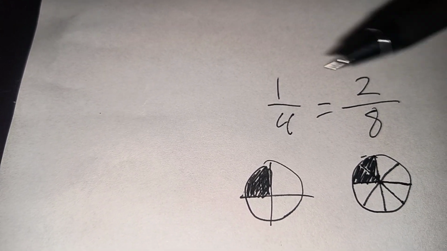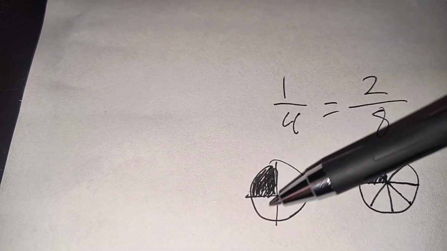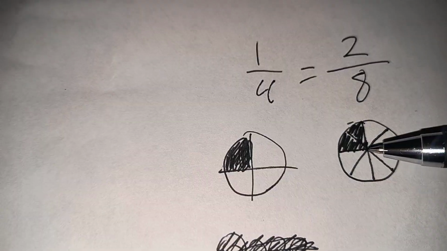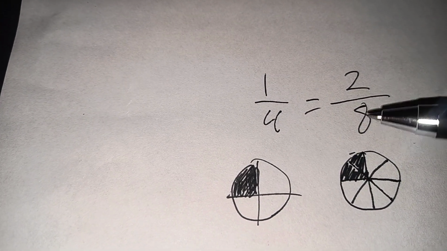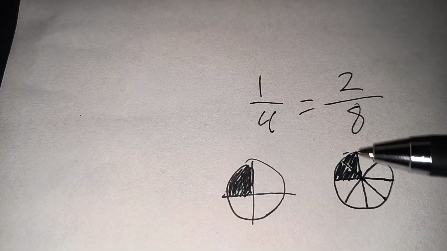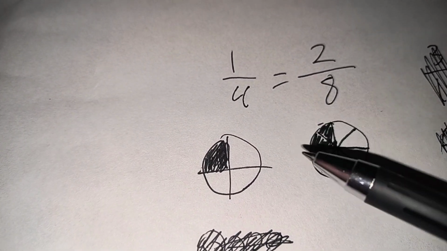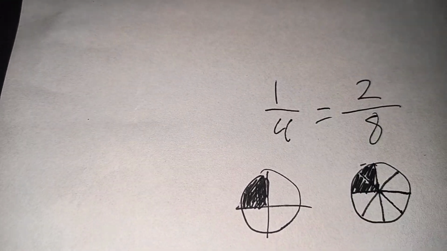The reason why is because if you look at these circles, if I were to draw 4 pieces for this circle and color in 1, that would be 1 out of 4 colored in. If I were to do this one, put 8 pieces, and then color in 2, I have 2 out of 8 pieces colored in. That would mean I have the same amount of the circle colored in, so they're equivalent. They're equal to each other.